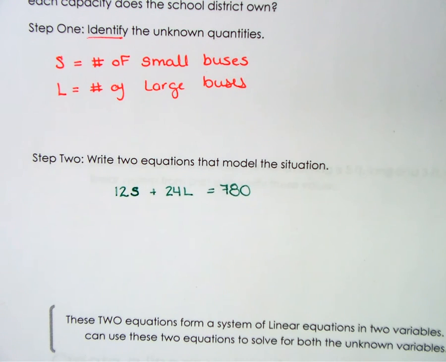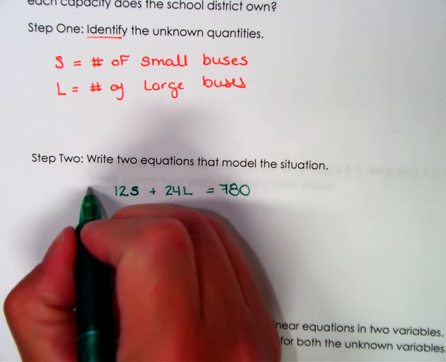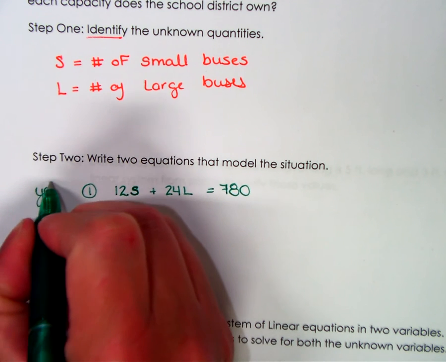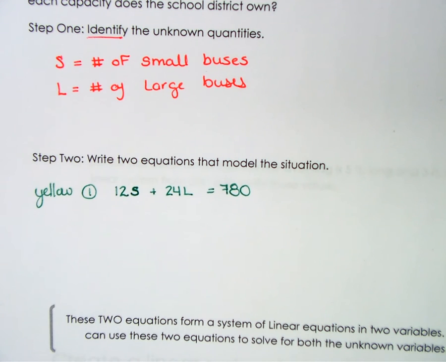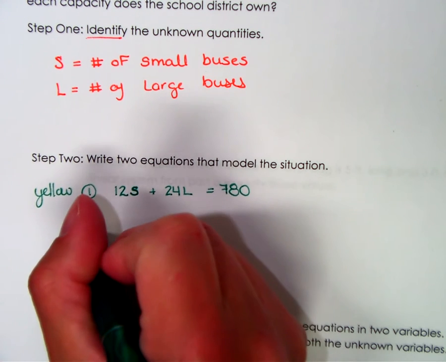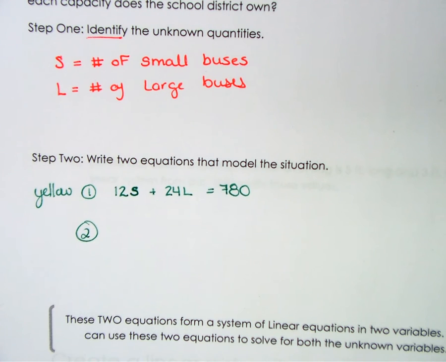780 people I can move. Okay, so that's my equation 1. That's the yellow. The yellow one is all about the passengers. Now when we go into the second equation, this is my orange stuff.